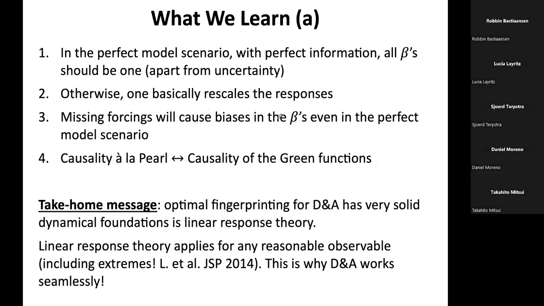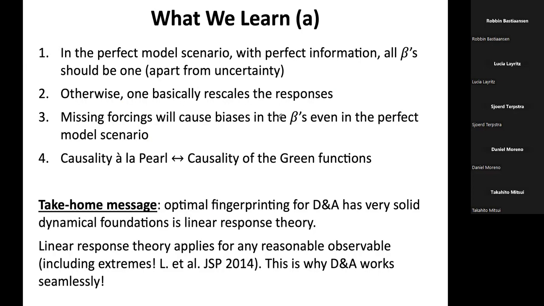So, in some sense, what we are learning as a result of these equations is that in the perfect model scenario, with perfect information, all betas should be 1, apart from uncertainty. Otherwise, one basically rescales the responses. But indeed, in the attribution method, you want to have the betas as close to 1 as possible. That is the reason. If I don't put in all the causes, so my attribution is incomplete, this will definitely cause biases in the estimate of beta, even in the perfect model scenario.